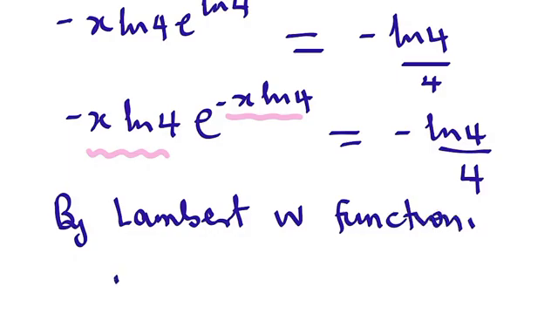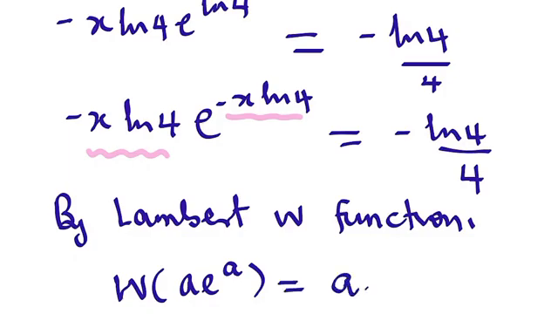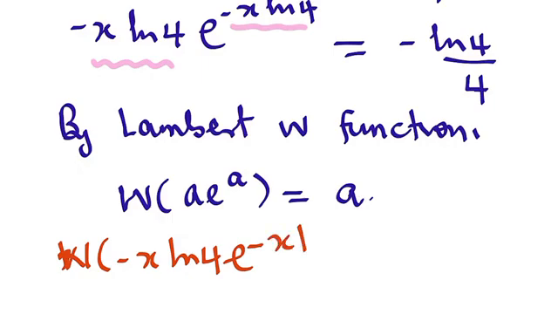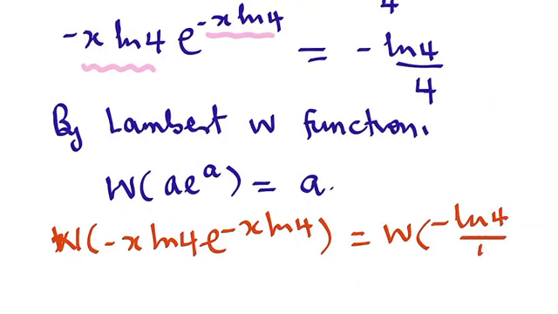So we have the Lambert W function to be stated as: when you have W of x e to the power of x, this is going to be x. So now when you look at this, if you now take the Lambert W of minus x ln of 4 e to the power of minus x ln of 4, then it equals W of minus ln of 4 divided by 4. So you see that from here.